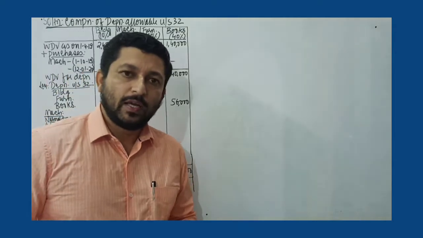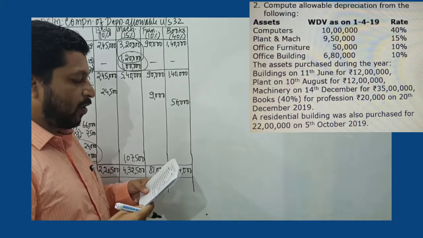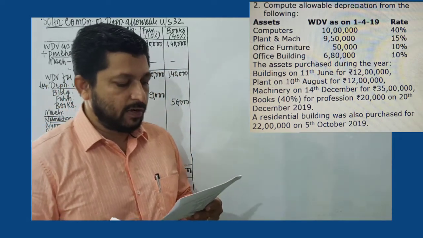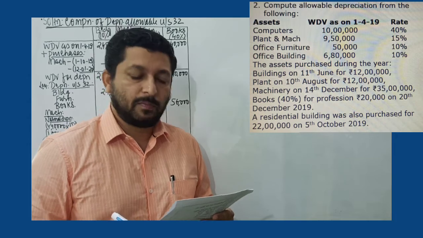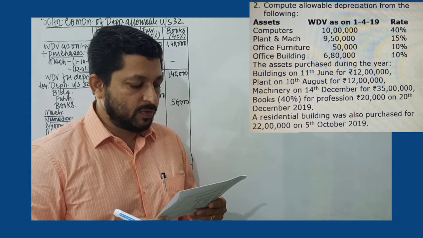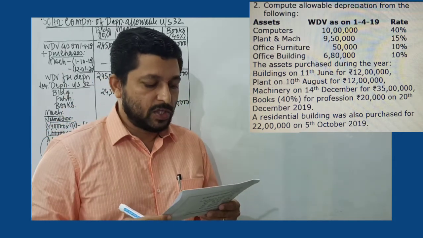So we will move to the next problem. Let's have a look at the next problem. Compute allowable depreciation from the following. Different blocks of assets are given. WDV is given as on 1st April 19 and rates are given. So we have computers, plant and machinery, office furniture, office building is given. Then there are assets purchased during the year.